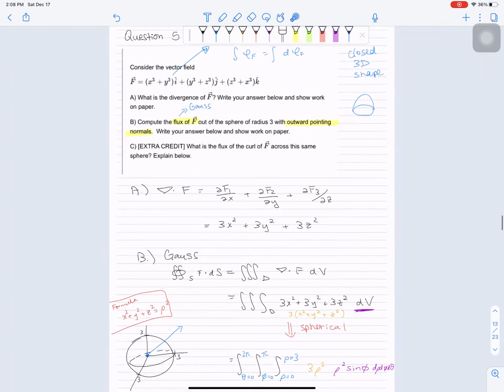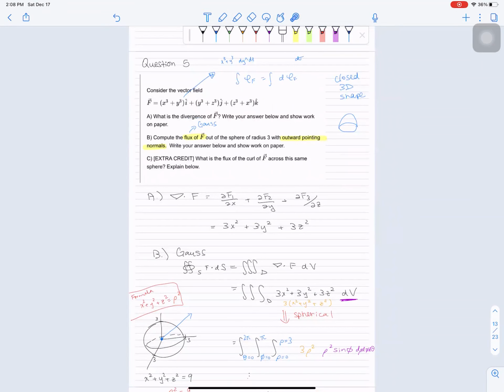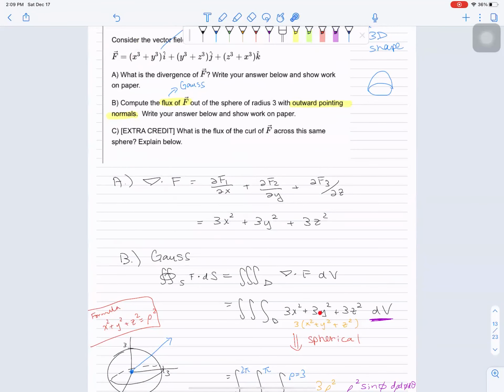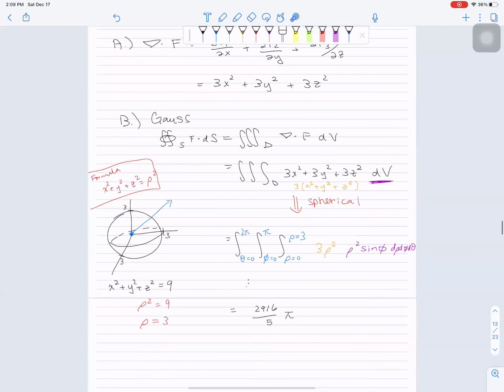I think it really depends on what you like, what works better for you also. I think most of the questions I've seen always use this way because it's much faster. Like you see, we just took our function, took the partials, and then we just had to figure out the bounds.